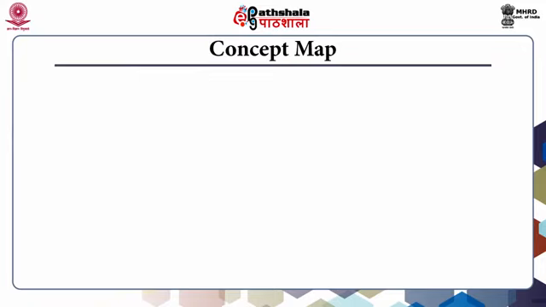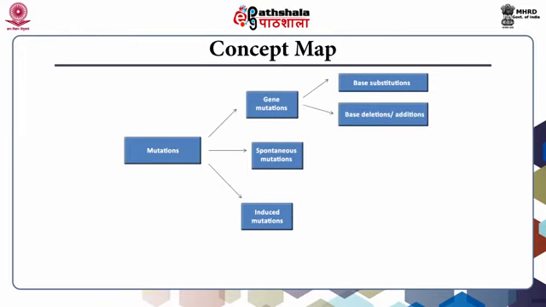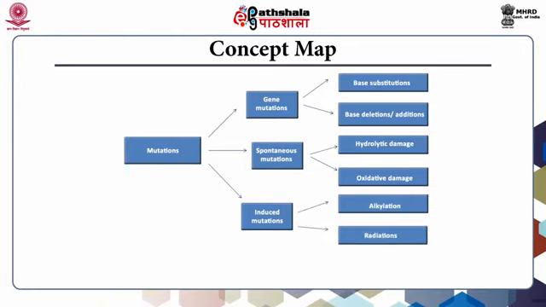The concept map is that there are three kinds of mutations: the gene mutations, the spontaneous mutations and the induced mutations. Under the gene mutations, we will see base substitutions and base deletion or addition. Under spontaneous mutations, we will categorize hydrolytic damage and oxidative damage. In case of induced mutation, alkylation, radiation and base analogues will be discussed.